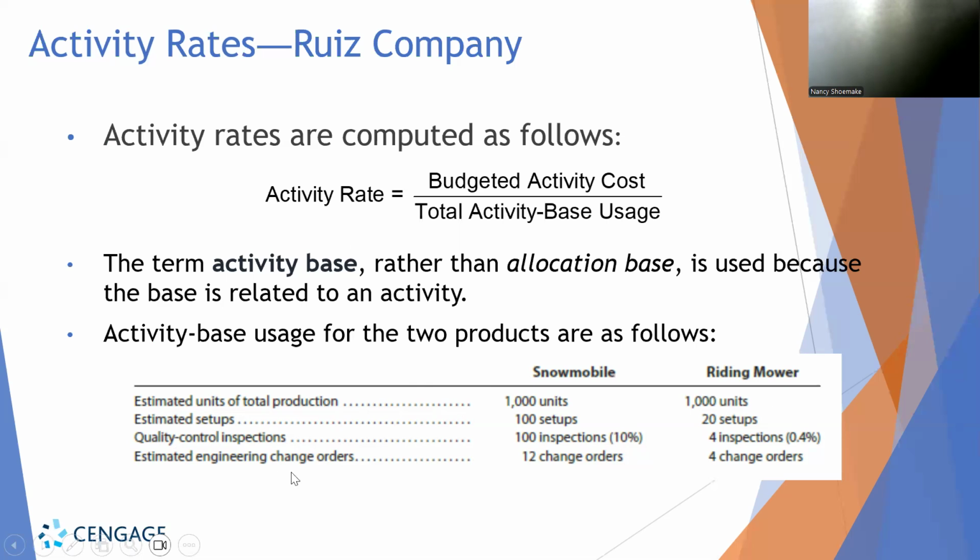For quality control inspections, we've determined that we need 10% of our snowmobiles to be inspected. But with the riding lawnmower, they're only going to do 4 inspections out of 1,000 units. For whatever reason, they've got a handle on it, or it might just be an easier production. Less moving parts, maybe. And for engineering change orders, they're estimating 12 for snowmobiles and 4 for riding lawnmowers.